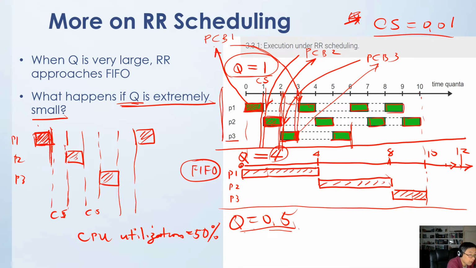Now compare with only 1% of the time wasted on context switching. Now it's 50%. So you cannot make the Q extremely small. That's something you need to pay attention to. So you cannot make a Q extremely large. You cannot make the Q extremely small.